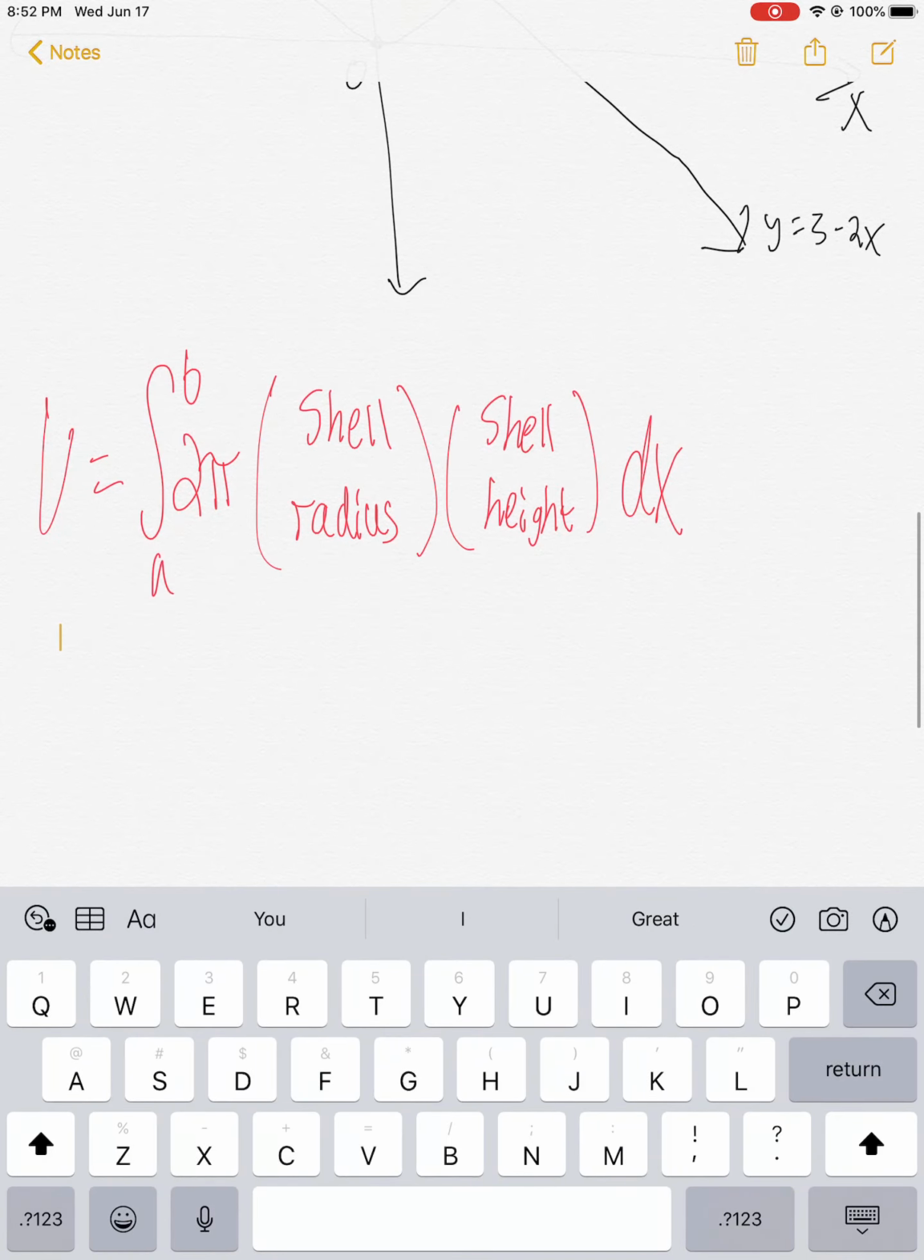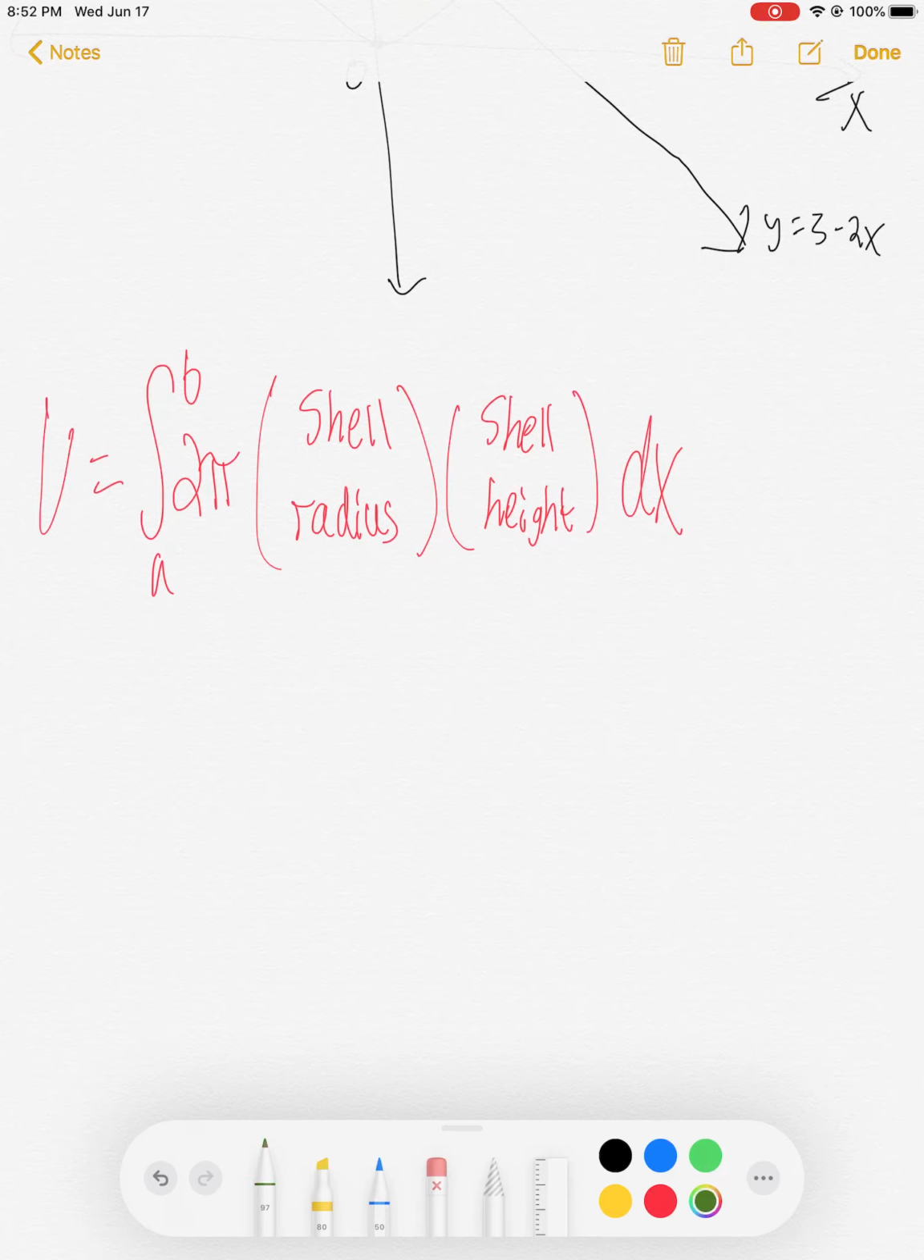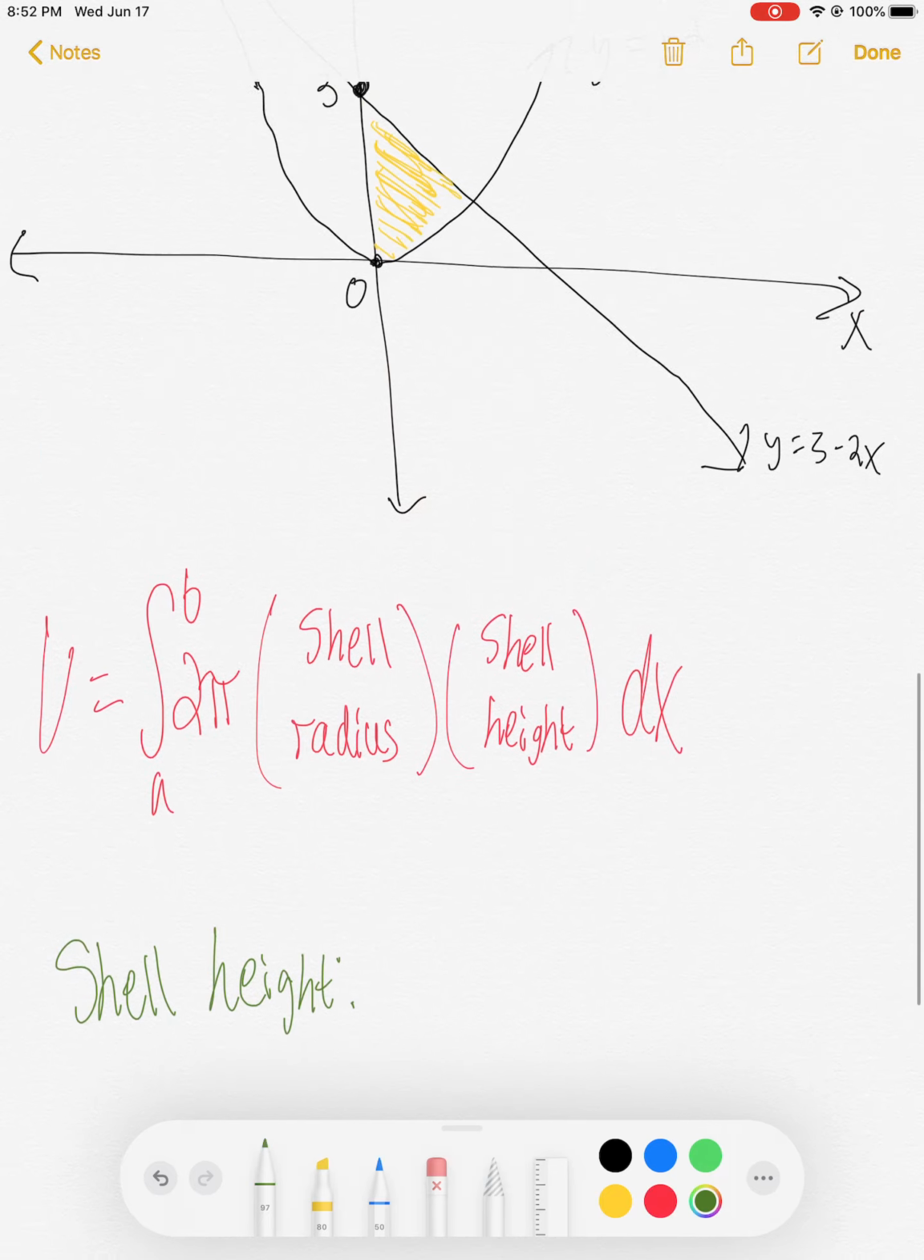So what are these shell radius and shell height things? What's up with them? The way that you find them, again, I think is fairly cute. To find the shell height, what you do is, how do I say this?